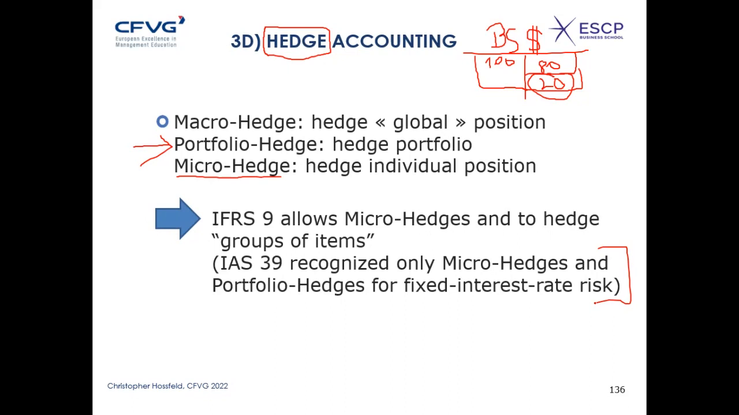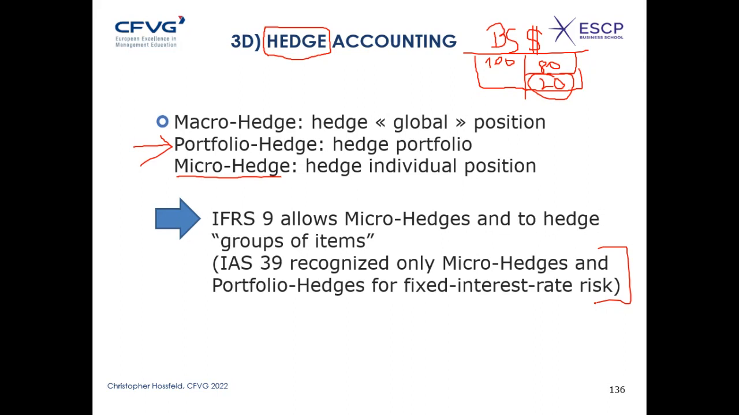Okay. Second question, what happens if a company does a macro hedge? It's not illegal to do it. You can do it. And it works. Even effectively, you may mitigate your risk. If you do a macro hedge, that's possible, but you cannot apply hedge accounting on this situation.